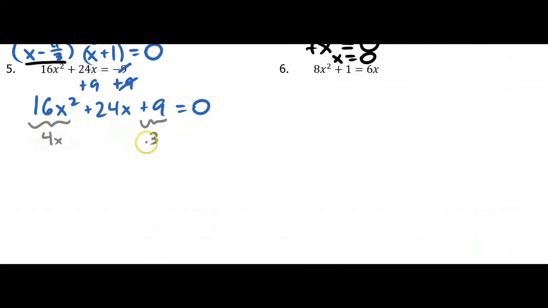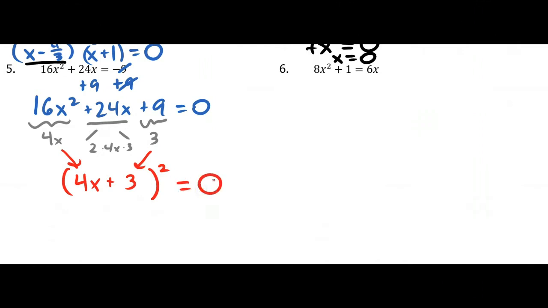4x times 3 is 12x. And if we double that, we get 24x. Okay, so that means that this is in fact a perfect square trinomial. So to factor this, all I need to do is take the square root of 16x squared, which was 4x, plus the square root of 9, which was 3, and make that a quantity squared. So you get 4x plus 3 quantity squared equals 0.